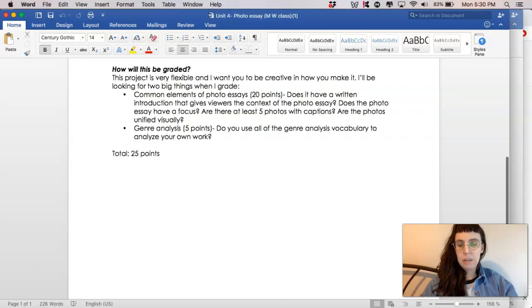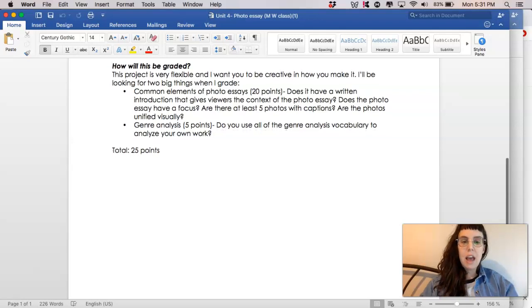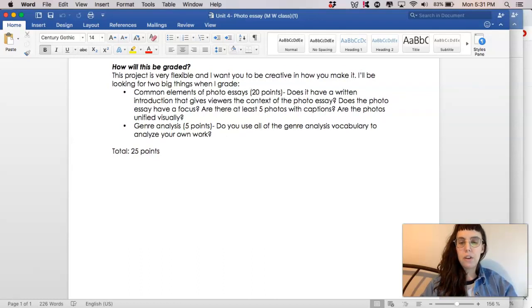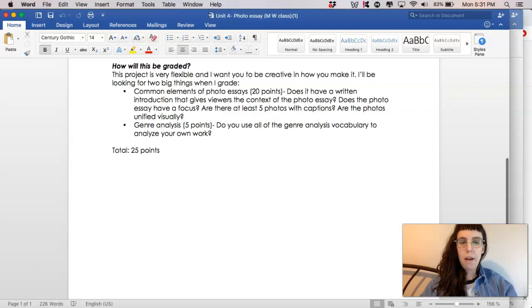And we're going to look at some samples, just like we always do, that have these things and illustrate these things so that you can use them as models. And then the second big thing I'm going to look for is the genre analysis. Do you use all of the genre analysis vocabulary to analyze your own work? And that's 5 points. So it's 25 points total.